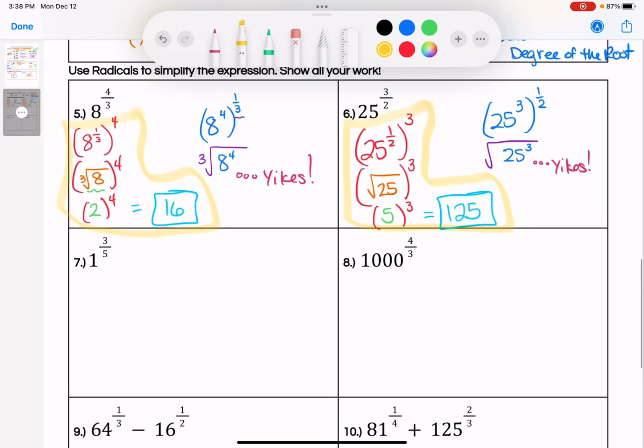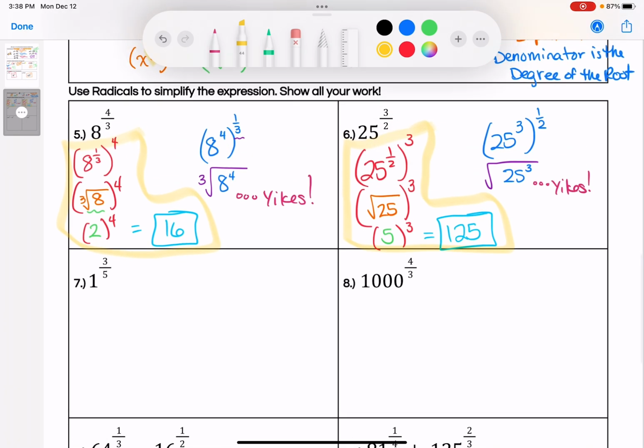All right, you got 2 more here. You could pause your videos and see if you could do them. So here I've got 1 to the 3/5 power, which would mean that I have 1 to the 1/5 raised to the 3rd.